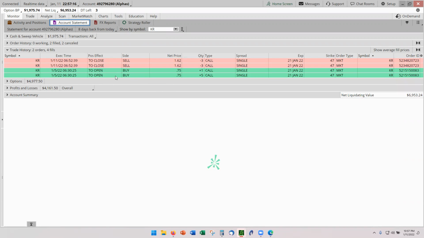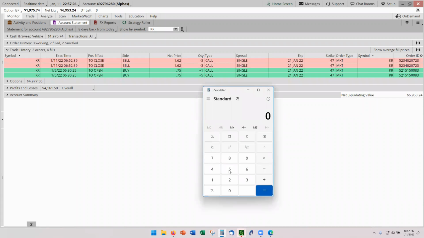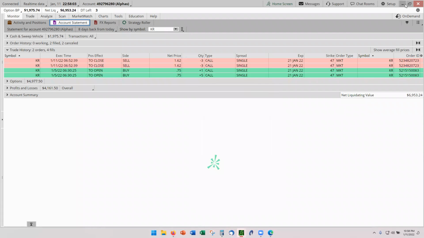And this trade, KR, we got into on the 5th of January for 75 cents, and we exited today at 1.62. So let's bring up our trusty calculator: 162 return minus the cost of 75. Remember that options are based in hundreds, so the $1.62 is really $162. $162 minus $75 is a net of $87. $87 divided by the cost of 75 as a percentage gives a return of 116%, right on the dot. Now, let's go look at the chart and the results.